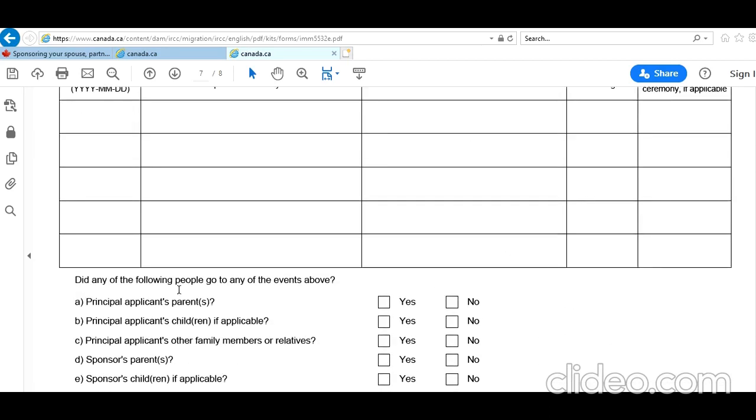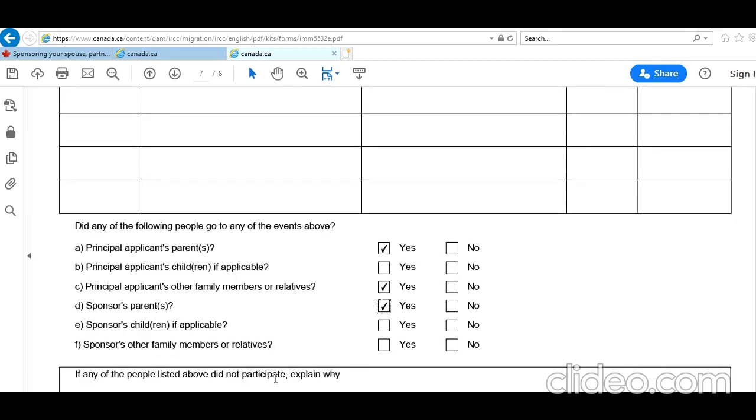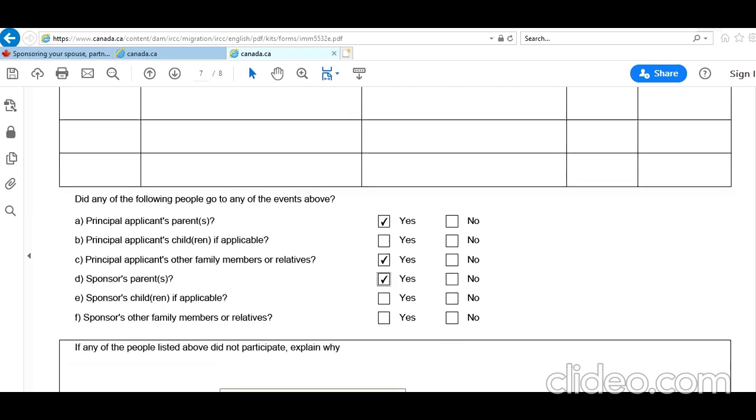Did any of the following people go to any of the events? Principal applicant's parents, yes. Principal applicant's children, if applicable. So I would just put NA there because it's not applicable. Sponsor's parents, yes. Sponsor's children, again not applicable, so I would put just NA here. Sponsor's other family members, relatives, yes.